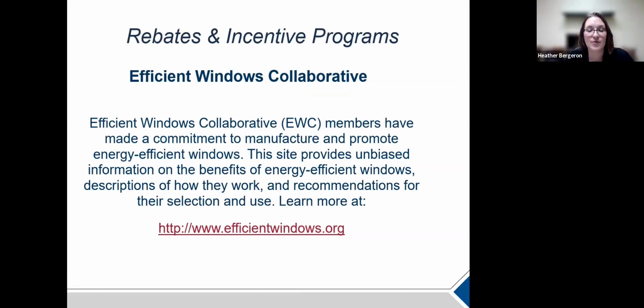Here's some more information for rebates and incentive programs. Efficient Windows Collaborative, or EWC, members have made a commitment to manufacture and promote energy efficient windows. This site provides unbiased information on the benefits of energy efficient windows, describing how they work and recommendations for their selection and use. Here's a link to efficientwindows.org that you can learn more from on how to be more energy efficient.